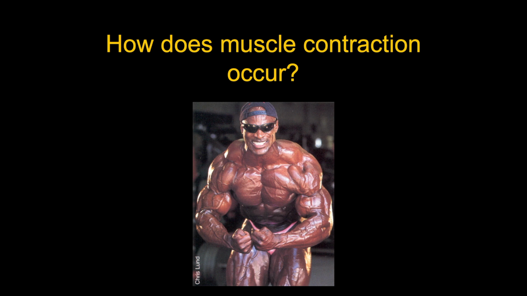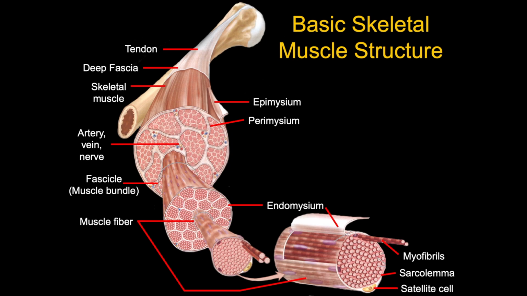How does muscle contraction occur? First, let's take a look at basic skeletal muscle structure. We have the deep fascia that surrounds the entire skeletal muscle. The outer coating is called the epimysium. That surrounds all of the muscle bundles. The muscle bundles are surrounded by the perimysium. The muscle bundles then contain muscle fibers surrounded by the endomysium.